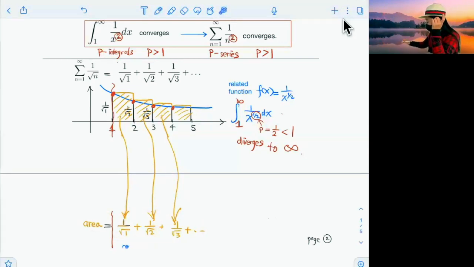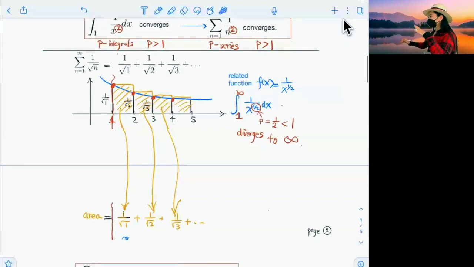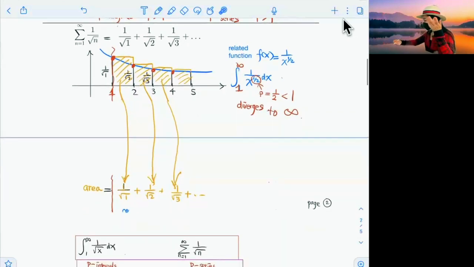Now the sum of those rectangles is actually greater than that. So what do you think? The sum of those rectangles is greater than the area under the curve. So is it going to converge or diverge? Diverge, and diverge to what? Infinity. Yes, very good. So it diverges to infinity.